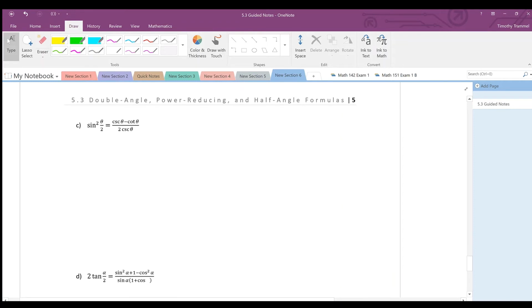So here we have sine squared of theta over 2 equals cosecant of theta minus cotangent of theta all over 2 cosecant of theta. And once again, we need to pick a side to begin with. And I think in this case, it's actually a little bit easier to start with this side.